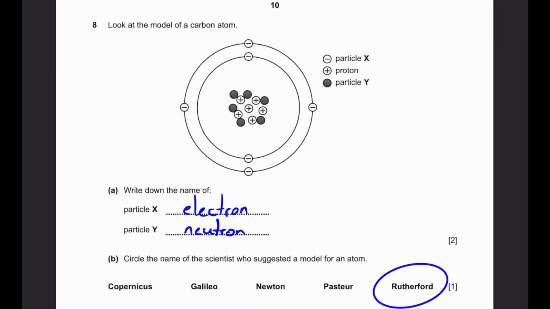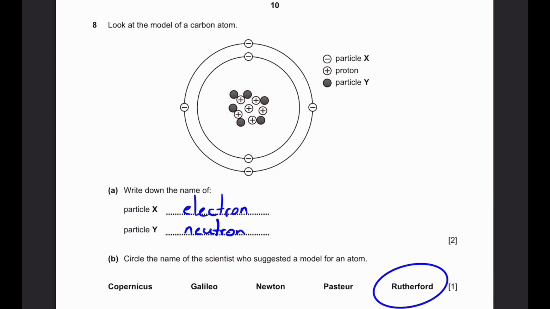Look at the model of a carbon atom. A. Write down the name of particle X, which is this. They are actually electrons which orbit the nucleus, which is over here. And particle Y is a neutron. It has neutral charge and it's present in the nucleus also.